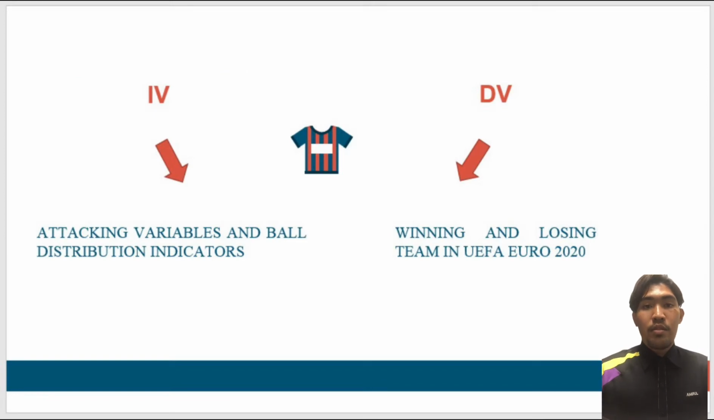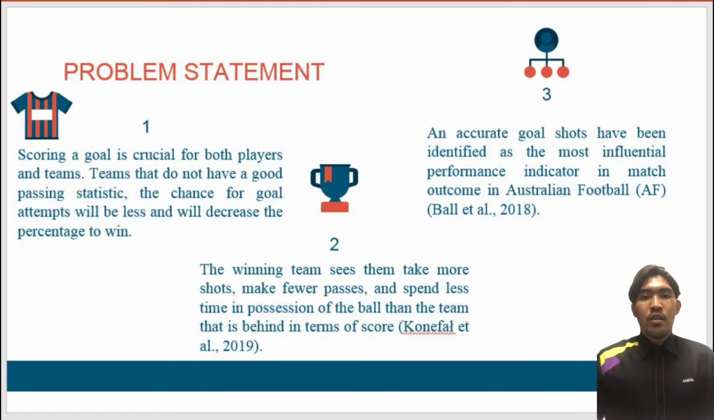The independent variable for this study is attacking variable and ball distribution indicator, which is the variable that is manipulated or changed and is assumed to have a direct effect on the dependent variable. The dependent variable is winning and losing team in UEFA Euro 2020, which is the variable that is being measured or tested. In a football match, scoring a goal is crucial for both players and teams.